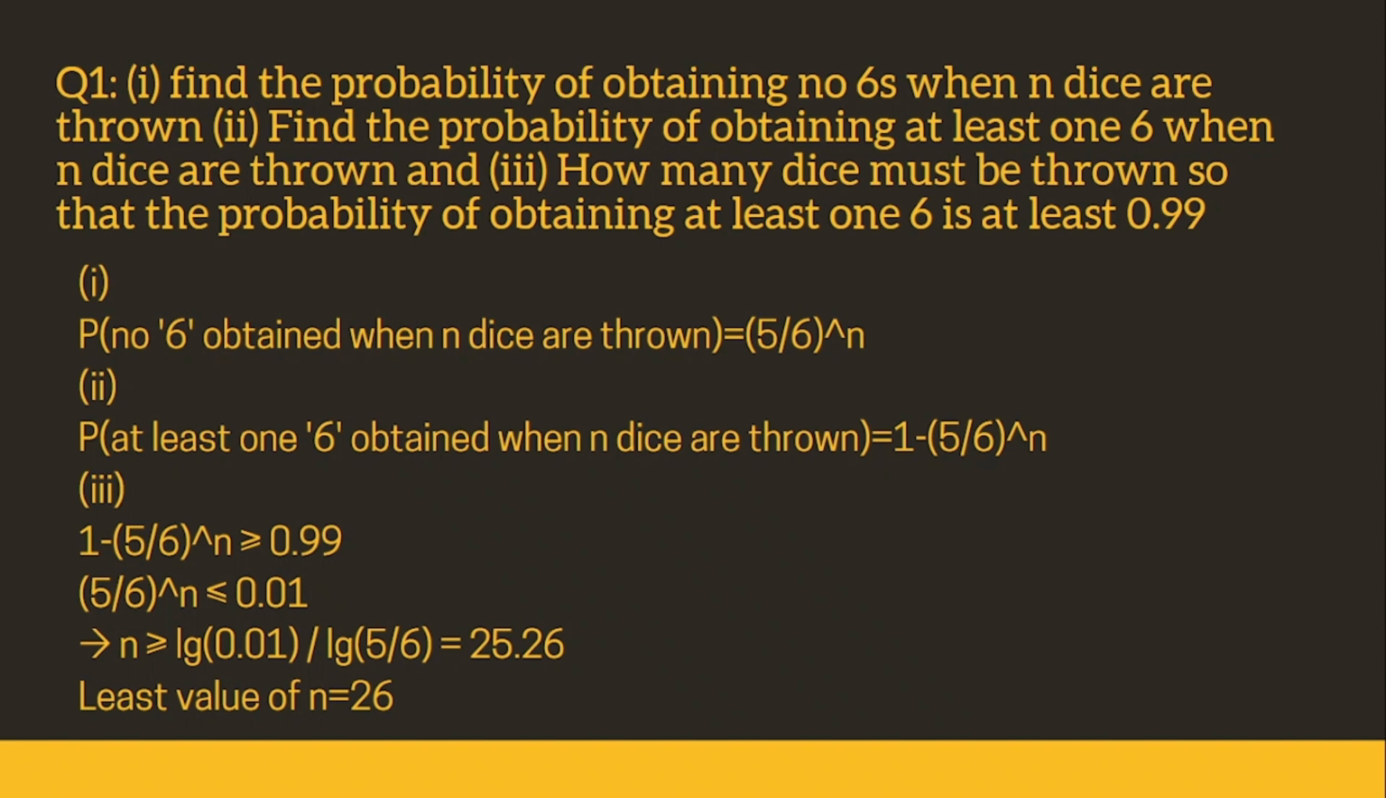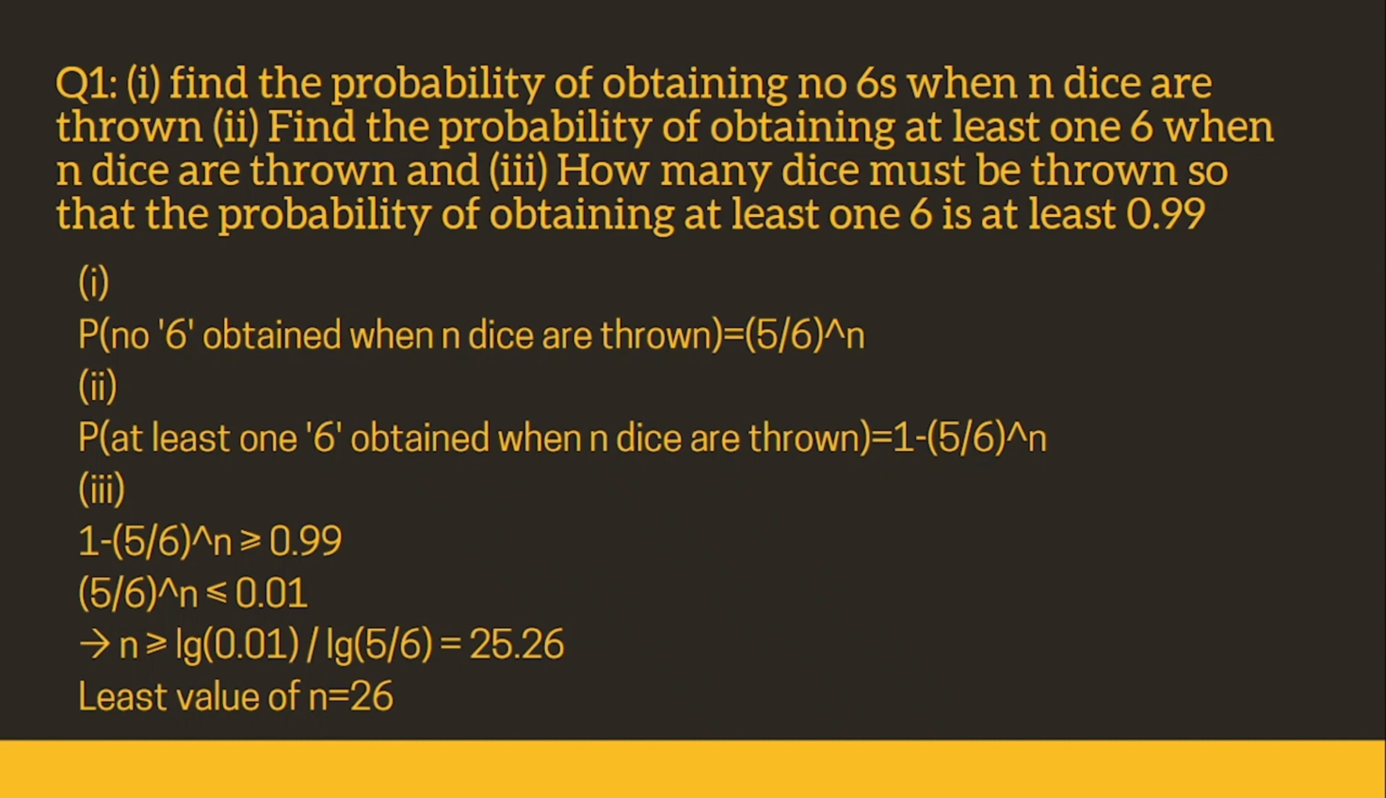So the first question, find the probability of obtaining no 6s when n dice are thrown. Find the probability of obtaining at least a 6 when n dice are thrown. And then finally, how many dice are thrown so that the probability of obtaining at least 1 six is 0.99. So the first 2 parts are quite simple.